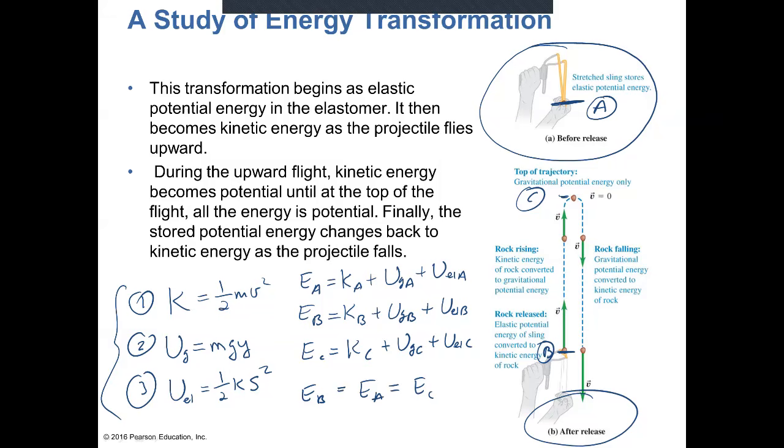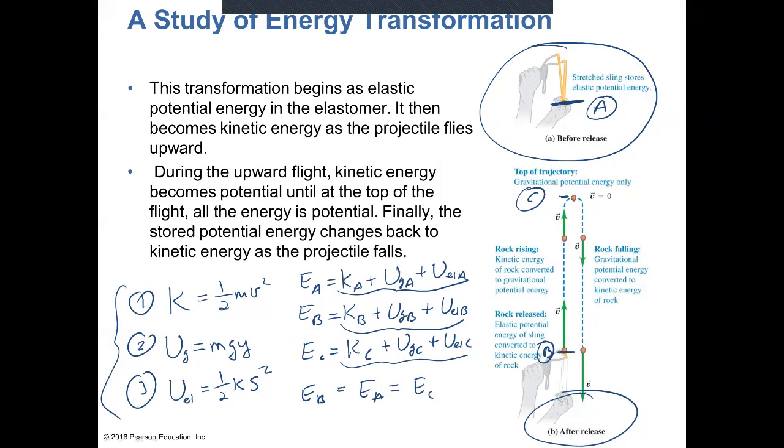Remember, I'm not saying that kinetic energy will be exactly the same everywhere, or potential energy will be exactly the same everywhere. What I'm saying here is that the sum of kinetic and those two types of potentials at point A will be equal to the sum of kinetic and potential at point B, and it will equal the sum of kinetic and potential at point C. Some things can change, right? But the sum will be the same.